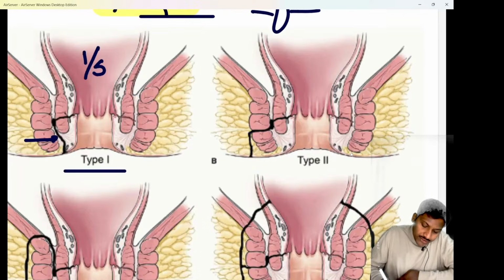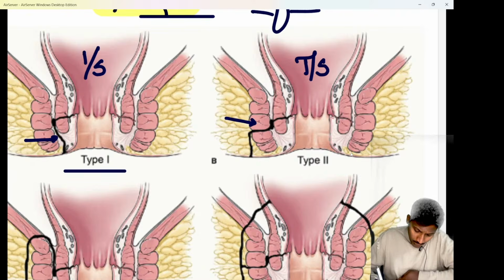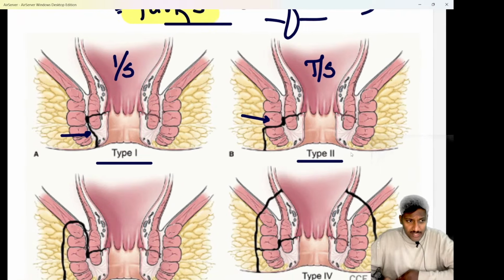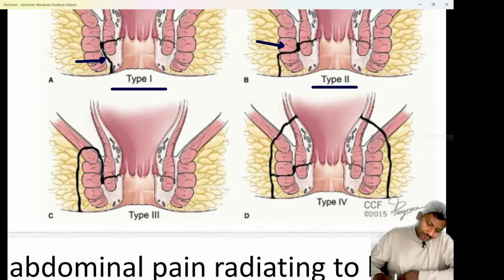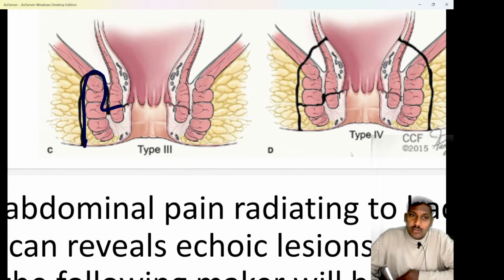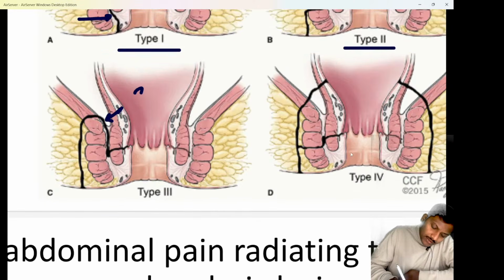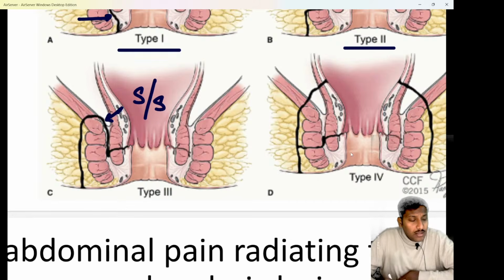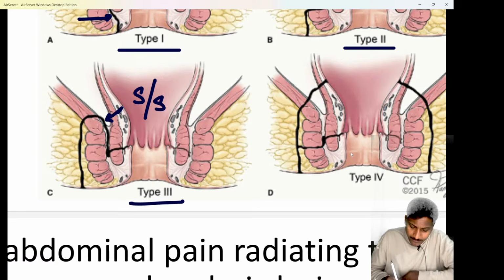Clear? Whereas if I talk about the second one, here you are able to see that the fistula is crossing both the sphincters. Whenever fistula crosses both the sphincters, we know it is known as a transsphincteric fistula, also known as a type 2 fistula. Next important, this is the fistula where you can see the fistula goes above the sphincters. We know whenever the fistula goes above the sphincters, it is a suprasphincteric fistula, and suprasphincteric fistula is a type 3 fistula.